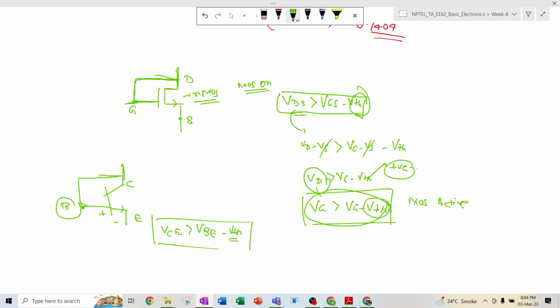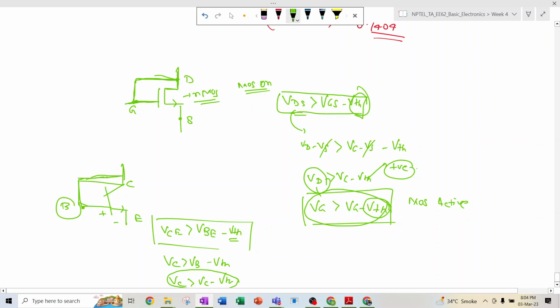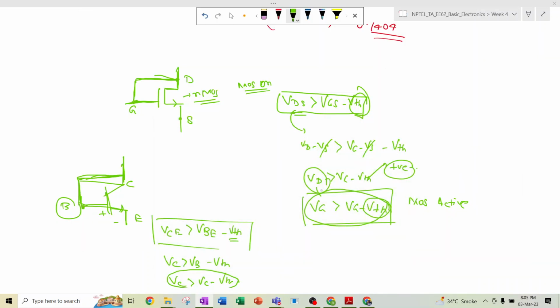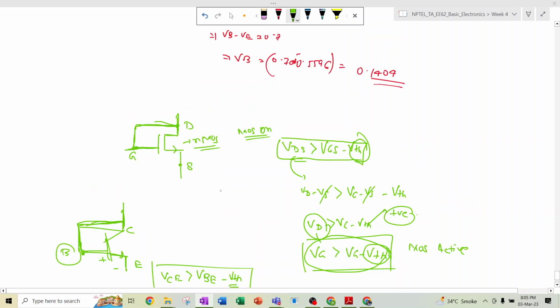And if VB is connected to the VC, then VC is equal to VB minus VTH. We are eliminating V, and VC and VB both are the same, so this condition is always satisfied, so it is always on. So for that reason it will always conduct, it will not be turned off. Okay, do you have any more doubts? That means it will be in the active region always. Yeah, it will be in the active region always.